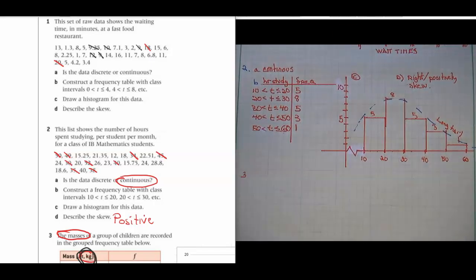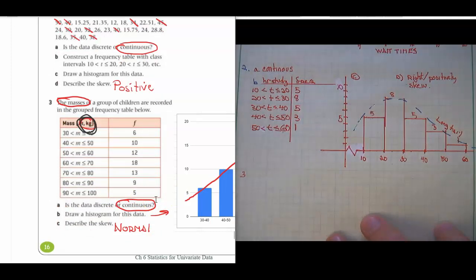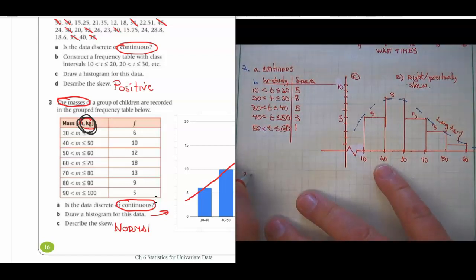All right, the next one has to do with the weights of groups of children. So weight is continuous because you could measure down to 1/10 of a gram, 100th of a gram.